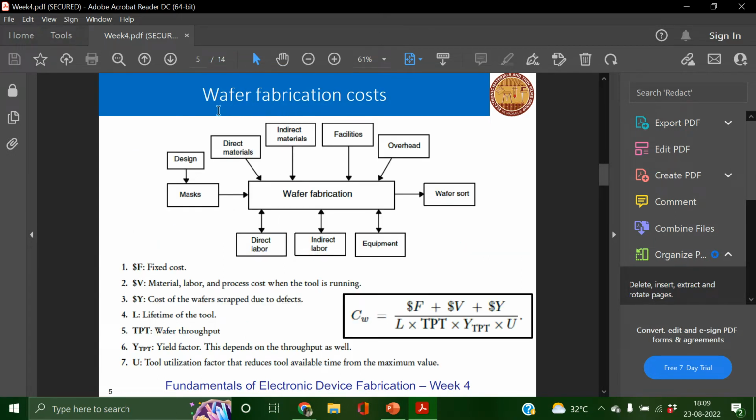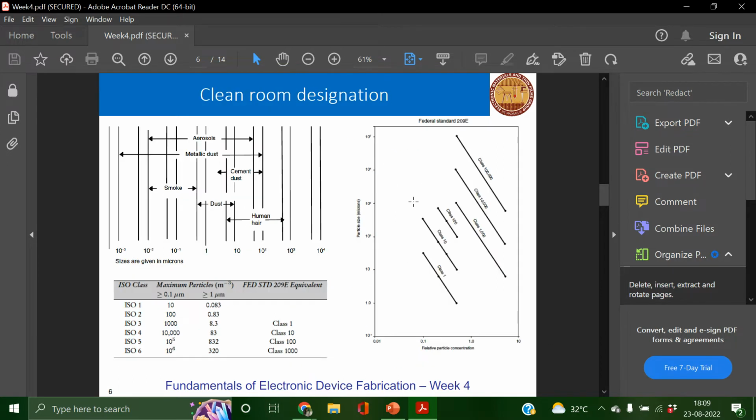And then we went on to see what is meant by fabrication cost, what are the fixed costs, what are the variable costs, and how to calculate the overall cost, etc. And then next came the clean room design. When we are dealing with these wafers, these are high precision processes, and it is necessary that contamination should be kept to a very minimum level.